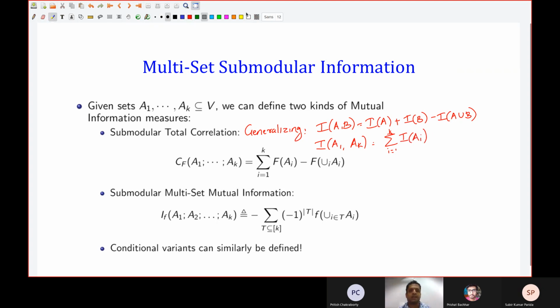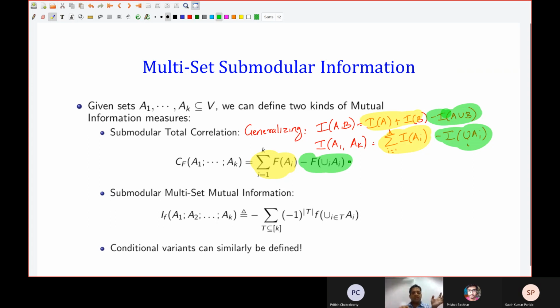So the first part is clear. The first generalization is clear, and that's exactly what we have here. But for the second part, the generalization is that I took a union over all the Ai's. Okay, that's the second part. Now I can do this on any submodular function F.